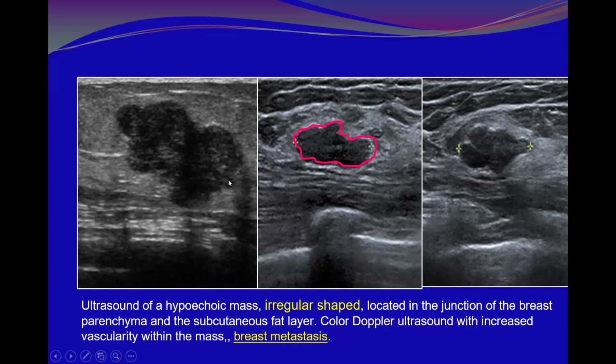Okay, in this case, these lesions were proven fibroadenoma, but this one was breast metastasis.